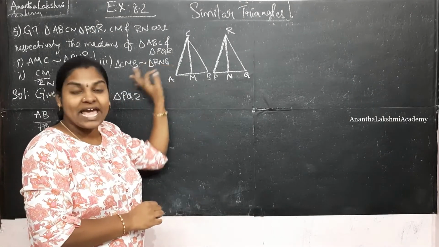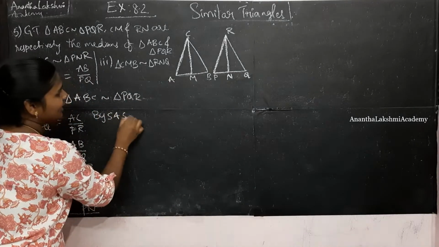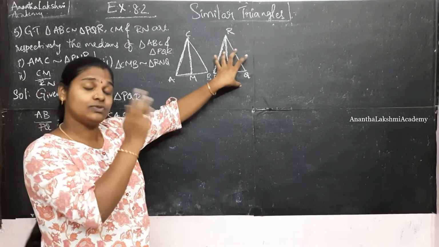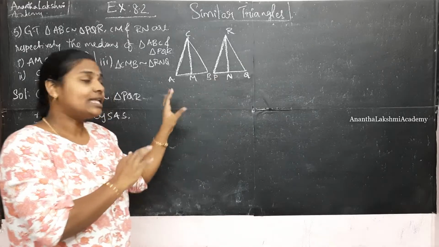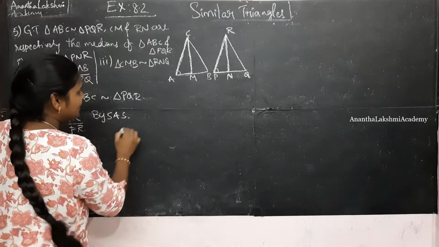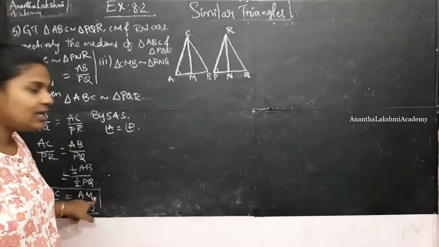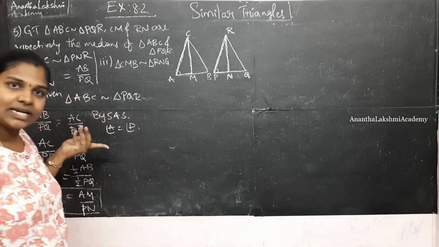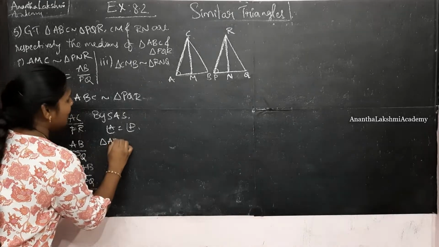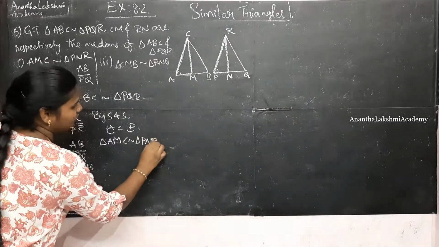What is this theorem? SAS theorem. By SAS criteria, when the ratios of two sides of two different triangles are equal, then the enclosed angle, nothing but this angle, is also equal. By SAS, angle A is equal to angle P. Now, sides ratio is equal, angles are also equal, then the triangles are similar. By SAS, triangle AMC is similar to triangle PNR.